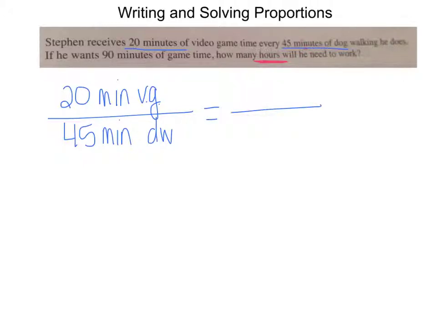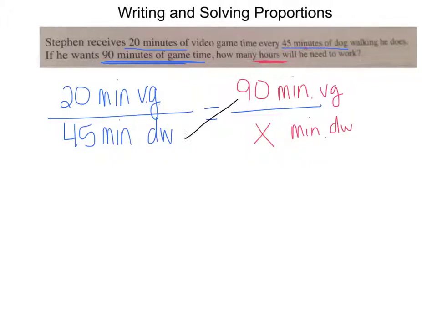Okay, and now we want to know how many hours he'll need to work if he wants 90 minutes of game time. So game time I put on top on the left, so I need to put it on top on the right. So I'm going to do 90 minutes of video game time, and we want to know how many hours he'll need to work. This is going to be how many minutes he'll need to work, and then at the end we'll have to convert it. Okay, and his work here was dog walking, we see. So I've got my proportions set up, and that can usually be the toughest part, I think, for people.